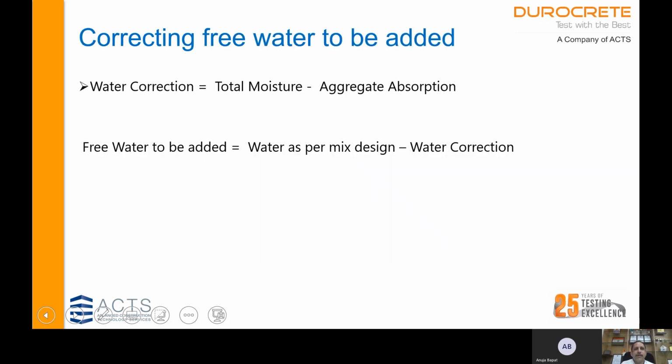So whenever we are adding water to the concrete, we have to correct it for the presence or absence of moisture in aggregates. So water correction is defined as total moisture minus aggregate absorption. And free water to be added is defined as water as per mix design minus water correction.